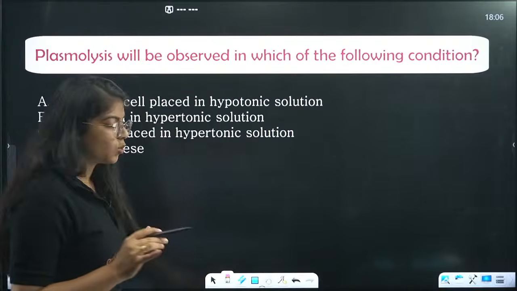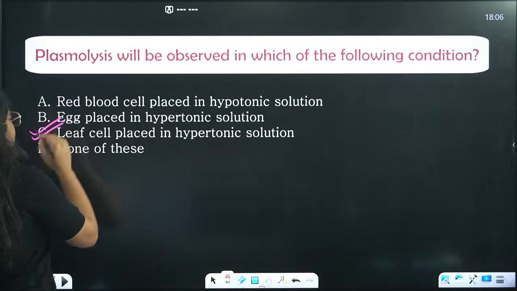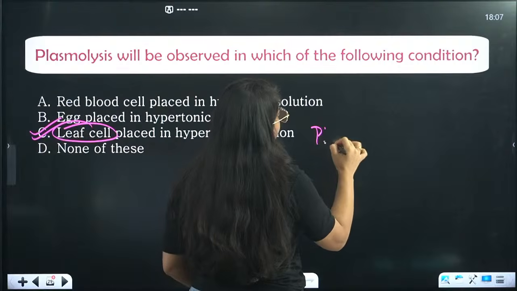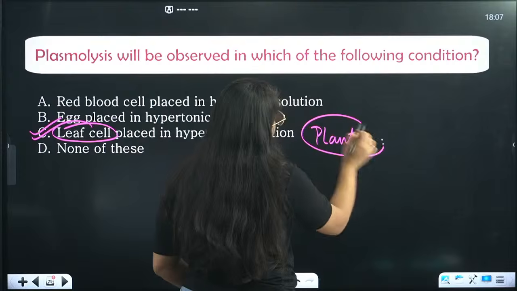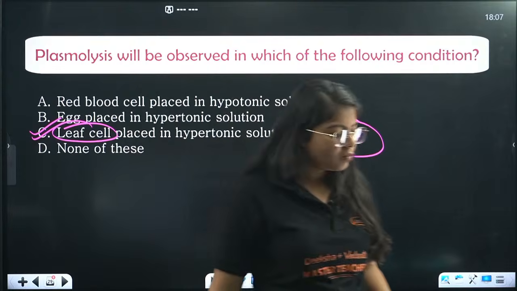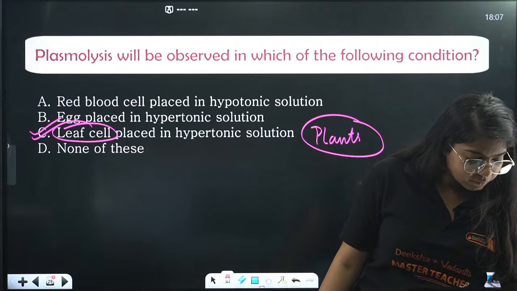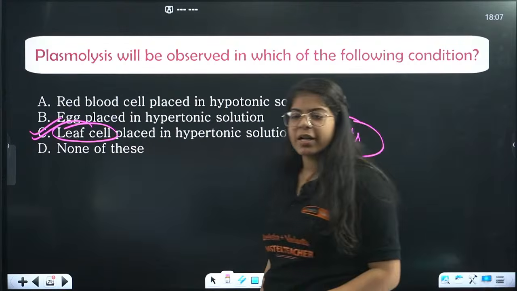Okay, great. So I will take C as the answer because this is a leaf cell. Plasmolysis only happens in plant cells. P of plasmolysis, P of plant. So plasmolysis always happens in plant cells. Okay? Next we studied about what?